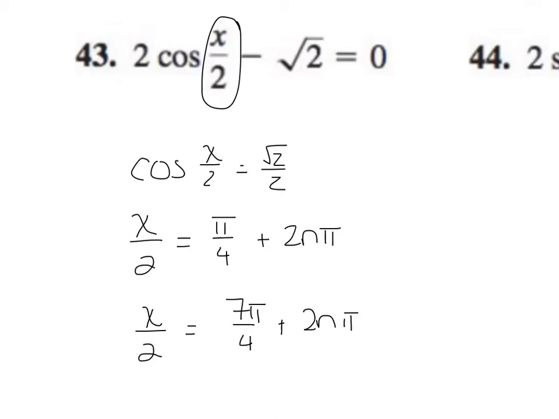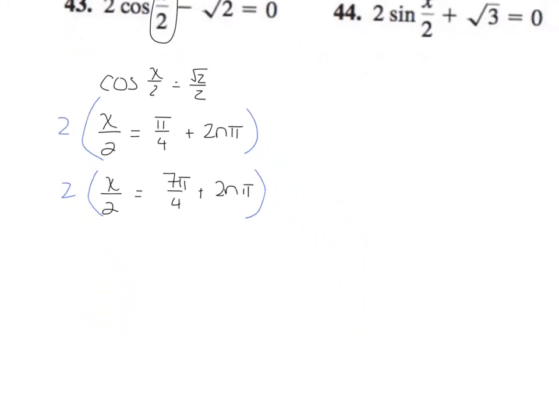And this time it's different from the other multiple angle problem I showed you guys a moment ago. Remember, the other one was 3x equals the rest of it. Here I have x divided by 2. So how do I get rid of divide by 2? I'm going to multiply everything by 2. So that's the only difference here. So everything gets multiplied by 2.